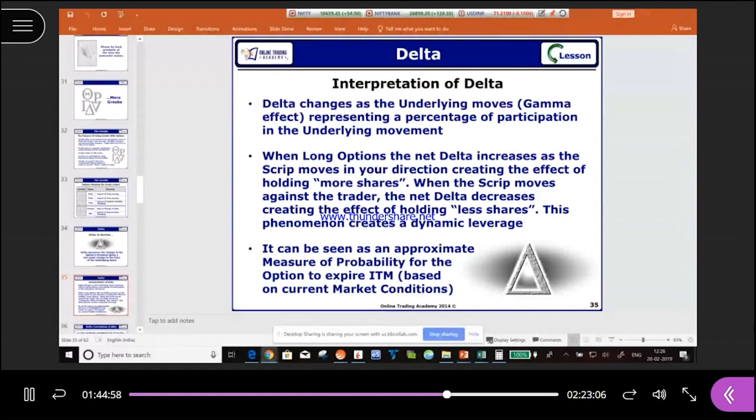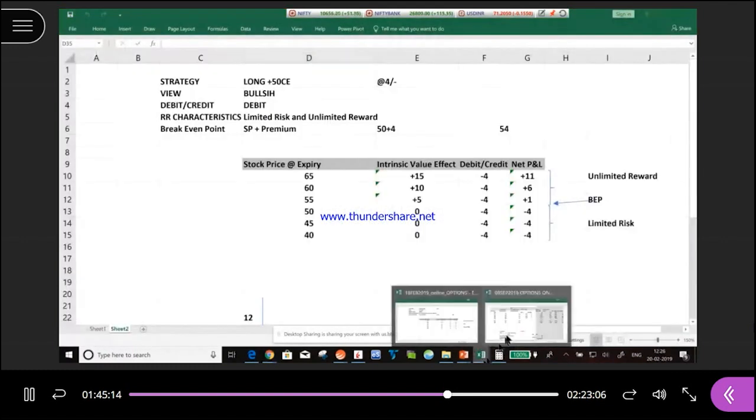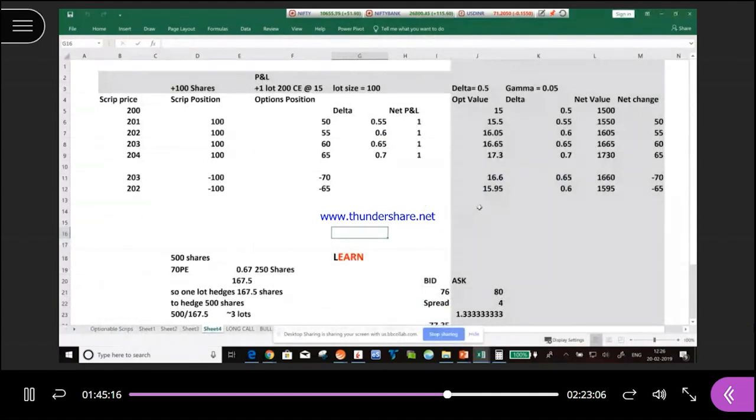All right, sorry about that. Dynamic leverage means dynamically shares will get added, dynamically shares will get reduced as the underlying keeps on moving up and down. Yes, whatever I have explained here. This is the dynamic leverage effect, Kapil.